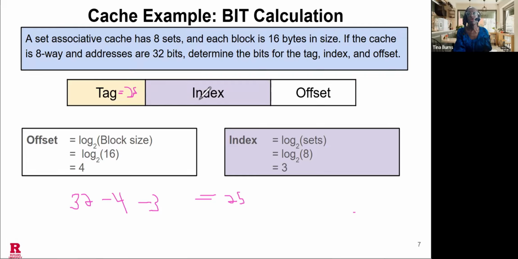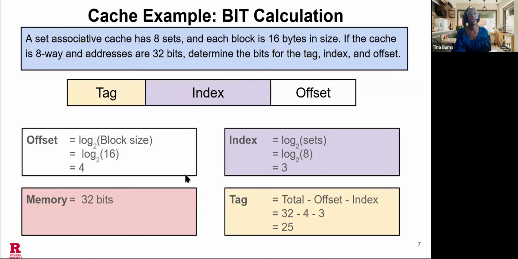My offset, we've already determined, is 4. It means I need 4 bits to represent how many bytes are in each line. And then for my index, how many bits do I need to represent my number of sets? It's going to be 3. And that should be the final answer here. So let's go ahead and clear all this. And there it is. So that's the final calculation for that. Let's look at another example.